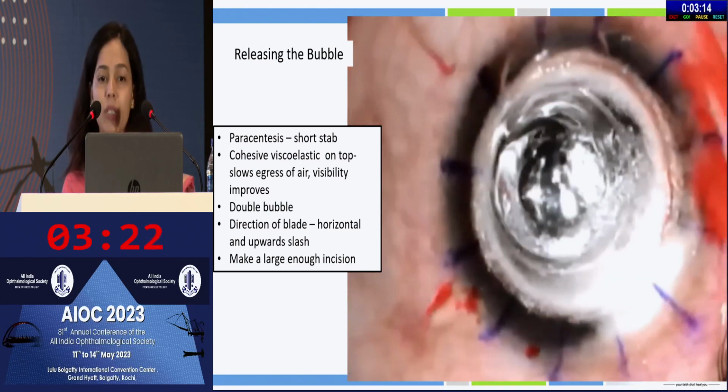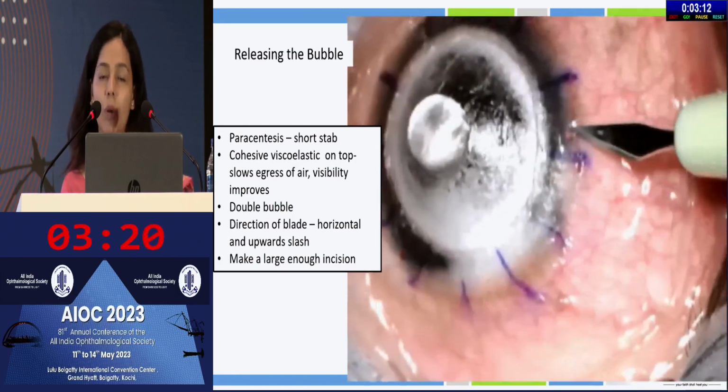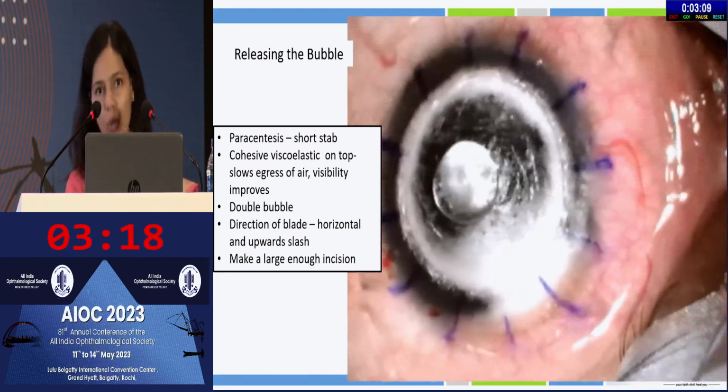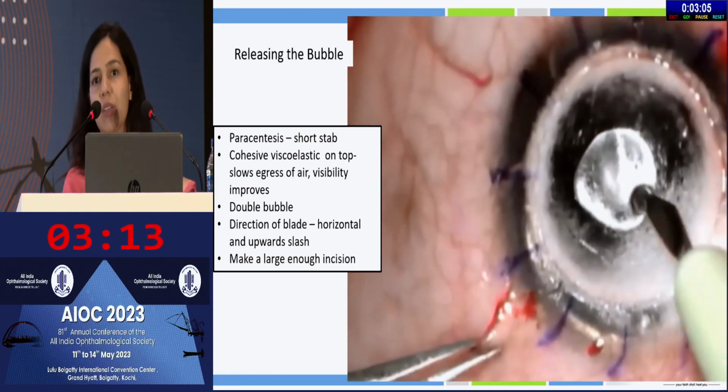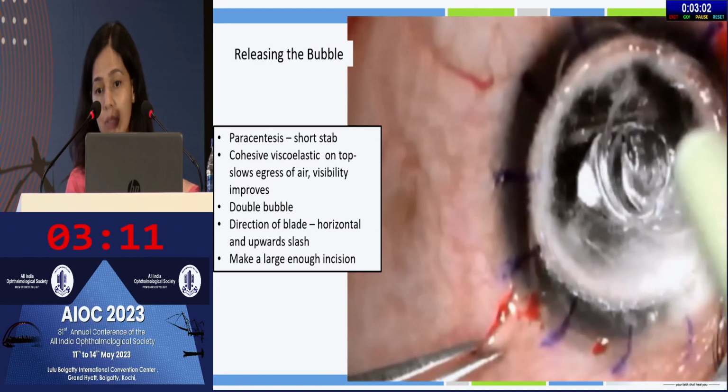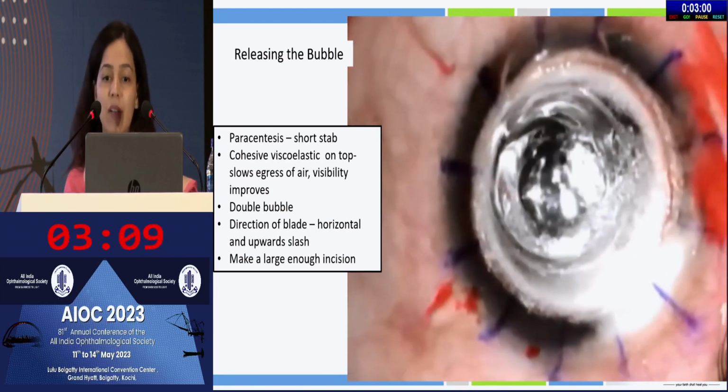So before doing the Brave slash, I put a blob of cohesive viscoelastic on the cornea. This has two advantages. One is it slows down the egress of air when we are releasing it from the bubble. And secondly, it's more visible that the air has escaped.